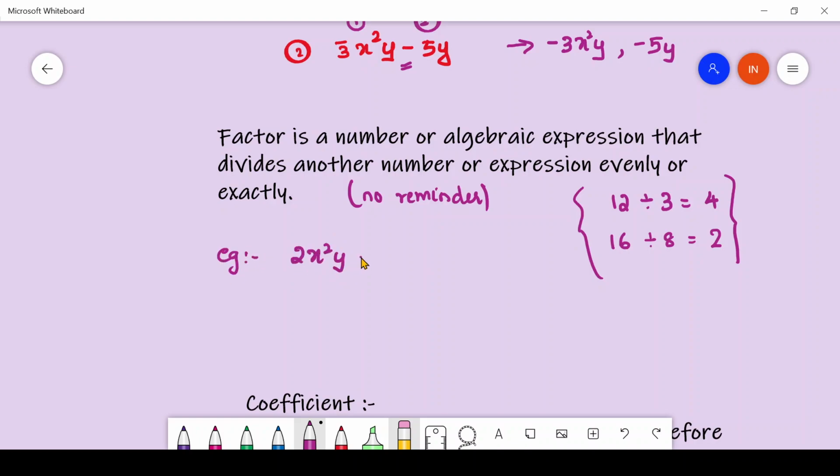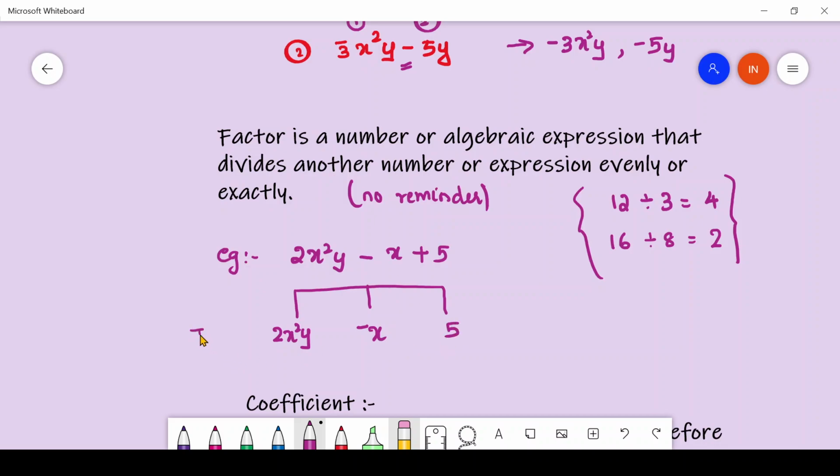2x square y minus x plus 5. This is an expression, right? You have learned about expression, combination of both the variables and constants. So let us write down the terms first. 2x square y is one term, minus x is another term, and 5 is another term, right?